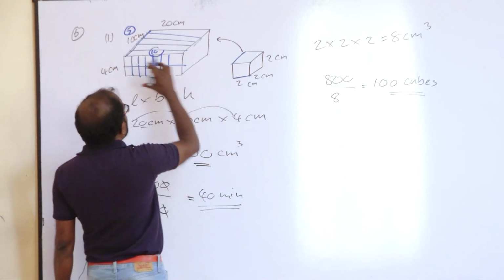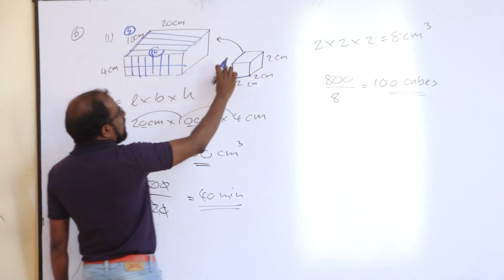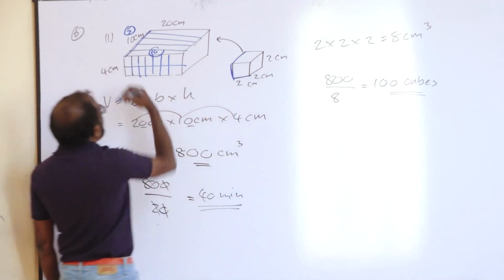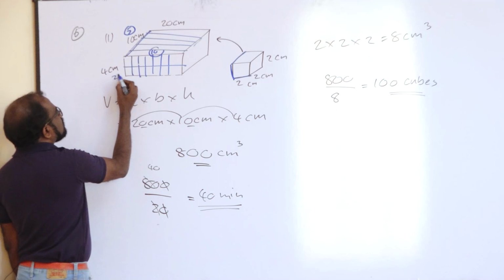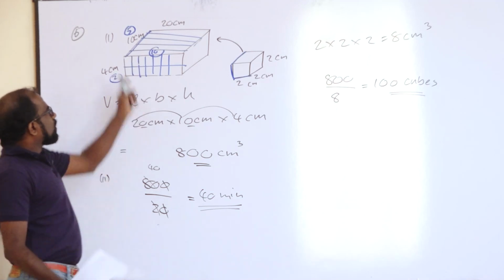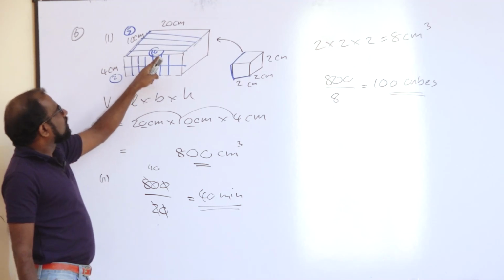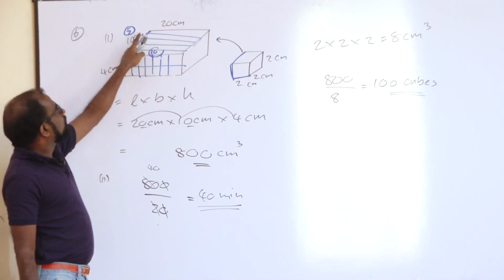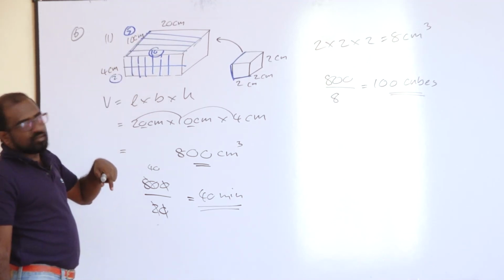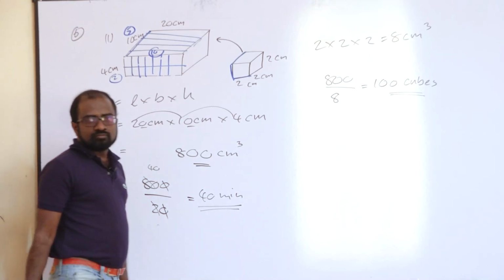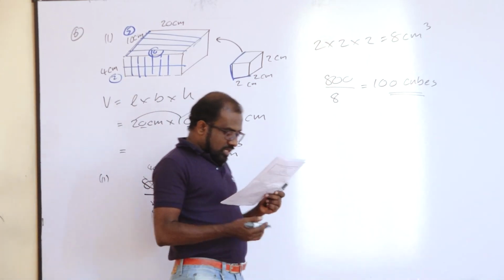Now we multiply. Lengthwise 10, breadthwise 5, height-wise 2. 10 times 5 is 50, and 50 multiplied by 2 is 100. Both are correct. Last one.